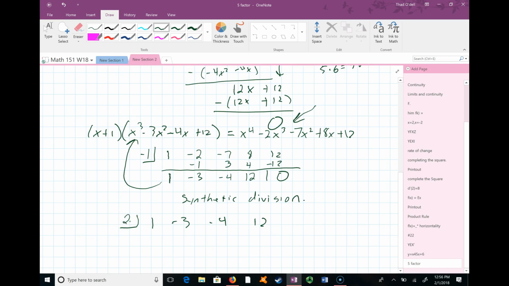Now remember, if I put a 2 in there, that means I'm really checking whether x minus 2 is a factor or not, right? Because 2 is the 0 or the root that goes with that factor. Okay, so I'm going to do synthetic division again.